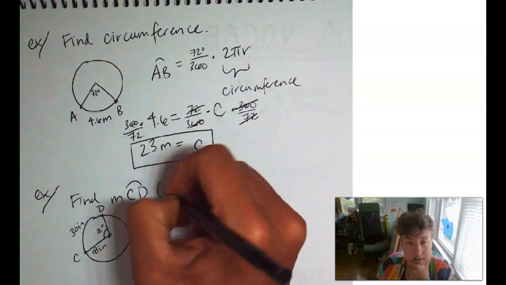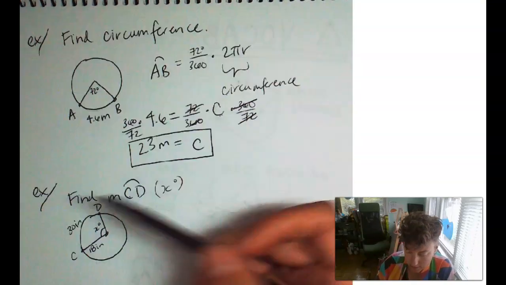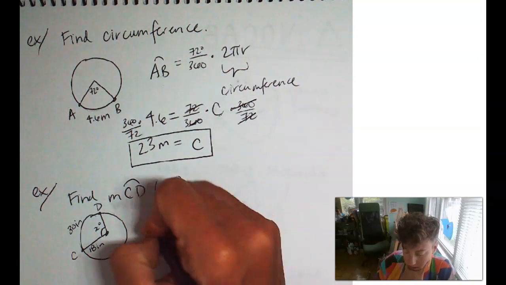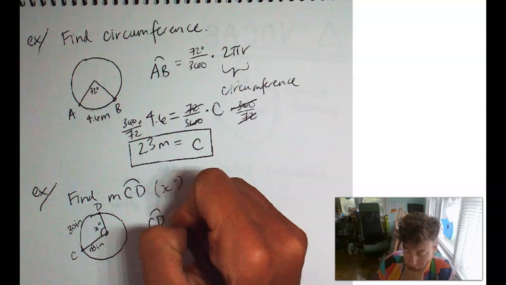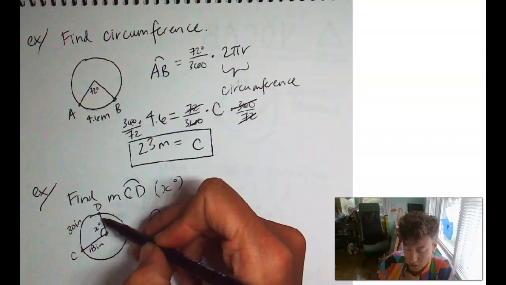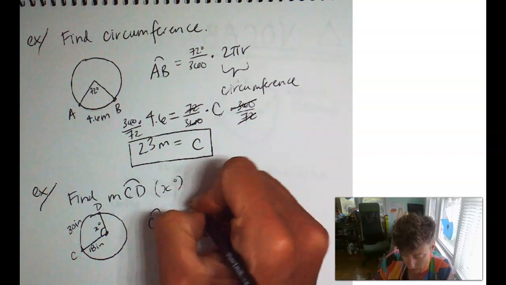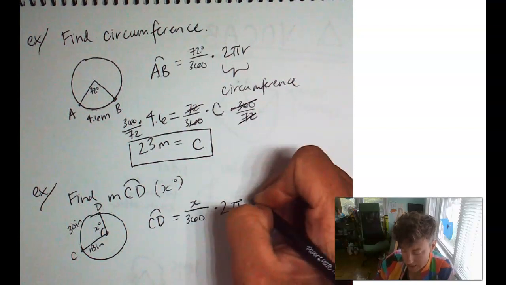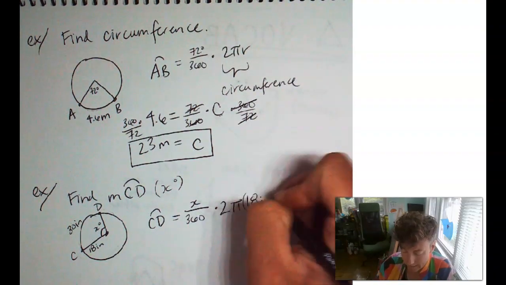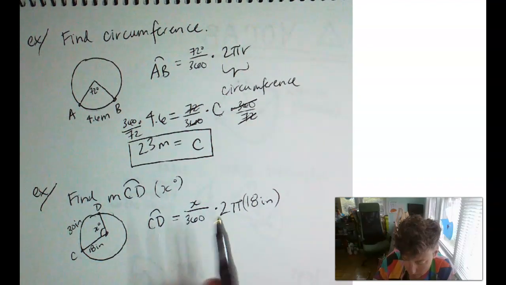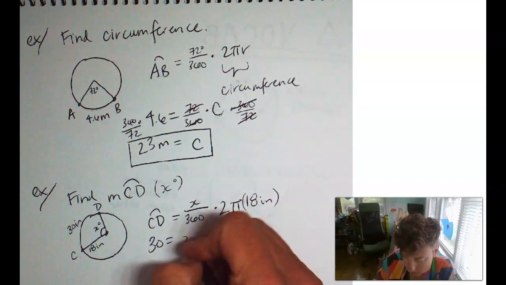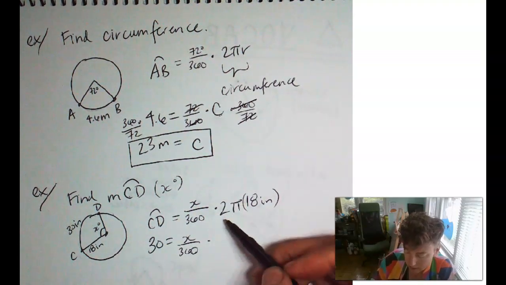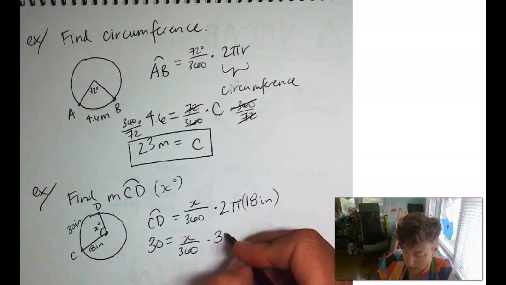Okay, again, we're given arc length. Let's write out what that equation is. The arc length of CD is equal to the measure of that arc, which is the same as the measure of its central angle, the thing we don't know, divided by 360 times 2 times pi times the radius, which is 18 inches. We know the arc length is 30, so we have 30 equals x over 360 times, 2 times pi times 18, which is 36 pi inches.